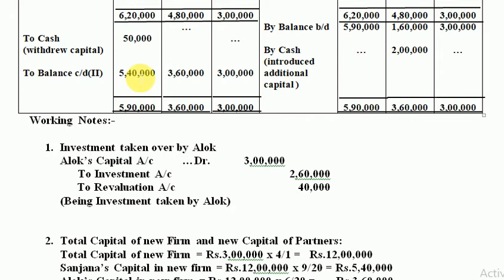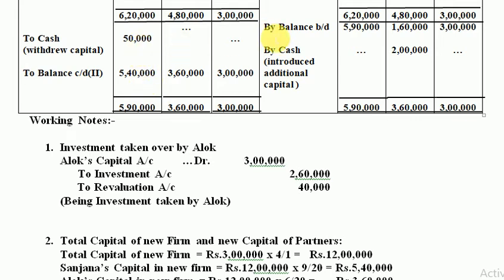Whichever is greater will be written as the total. So 590 is greater. So this becomes the total here, 590, and it also becomes the total on the debit side, 590. That means this 590 total minus 540 balance CD will be 50,000. I repeat, 5,90,000 minus 5,40,000 will be equal to 50,000.